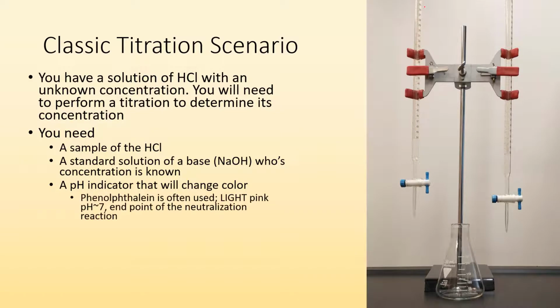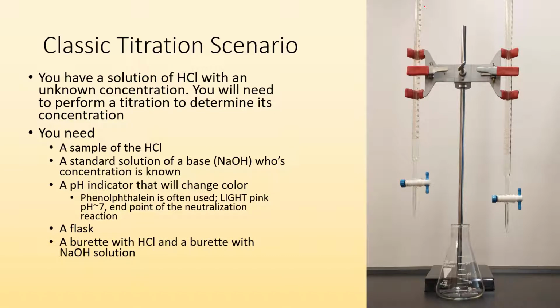Most of the time in lab, we'll use phenolphthalein. It has a very apparent color change from transparent and clear to pink. So the endpoint's going to be right when it starts to get a tiny bit pink. It's going to be almost a pH of 7, but it's definitely going to be close enough for what we're doing. And a flask to mix those two things in.